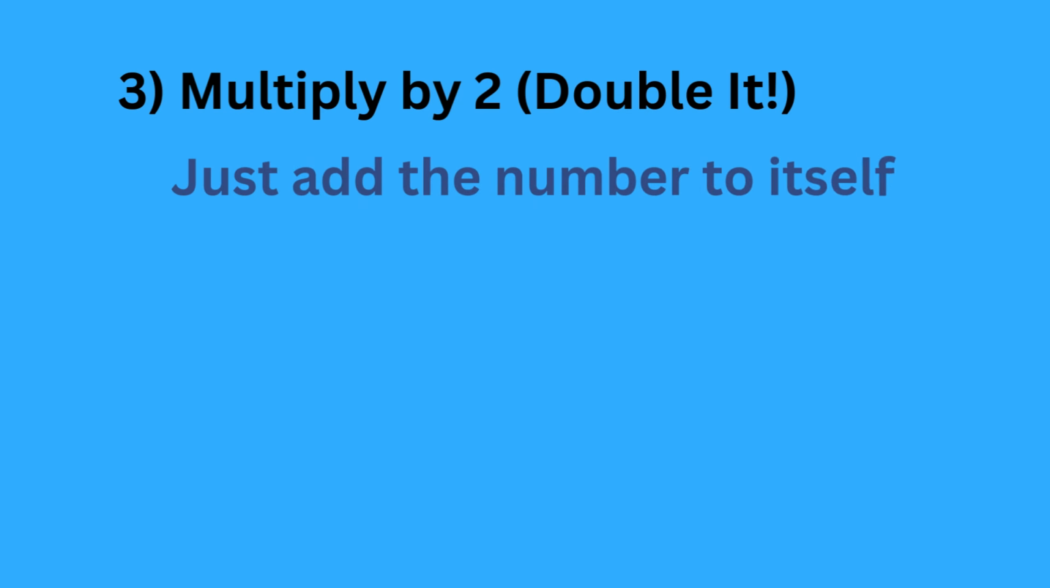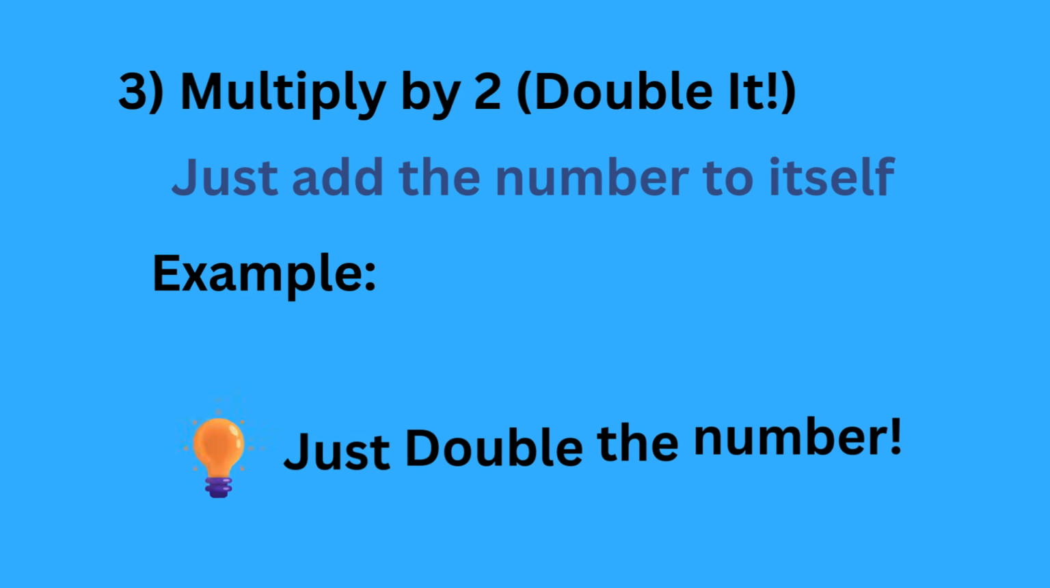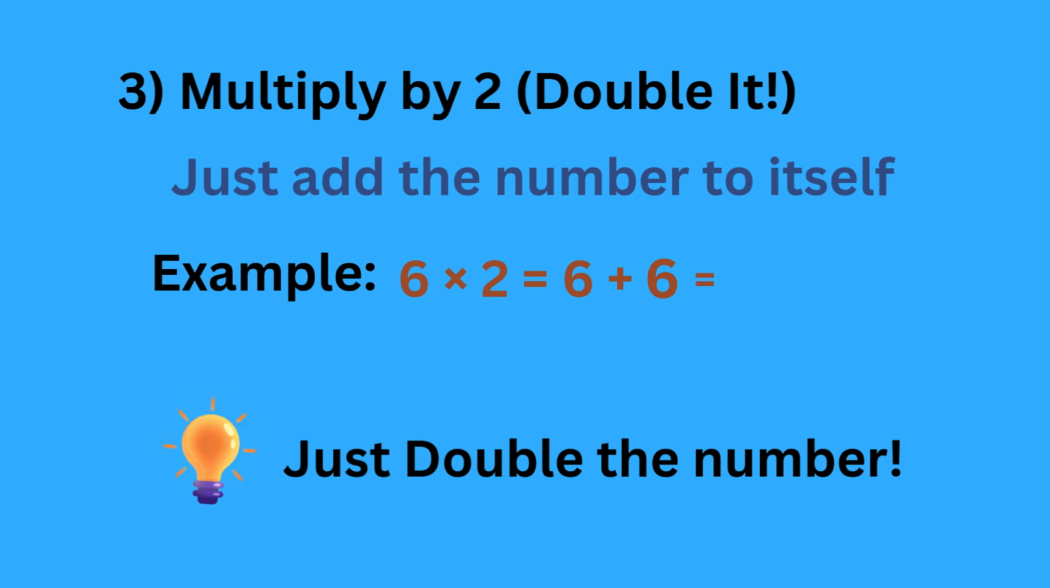Multiply by 2. Just add the number to itself. Examples: 6 times 2 equals 6 plus 6 equals 12. 9 times 2 equals 9 plus 9 equals 18.